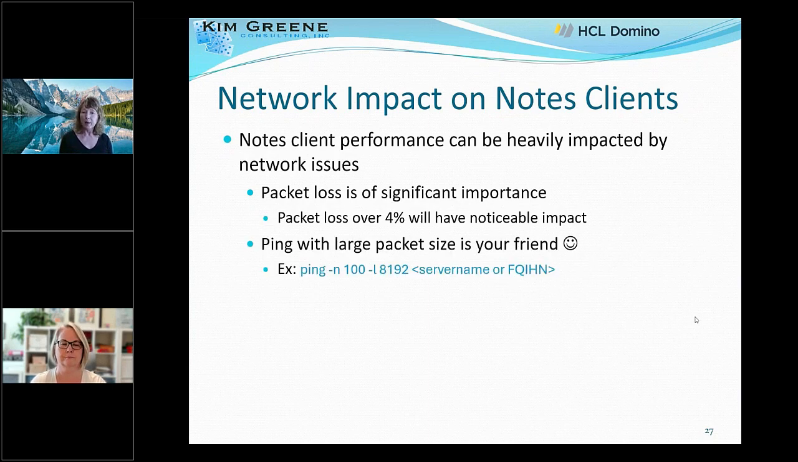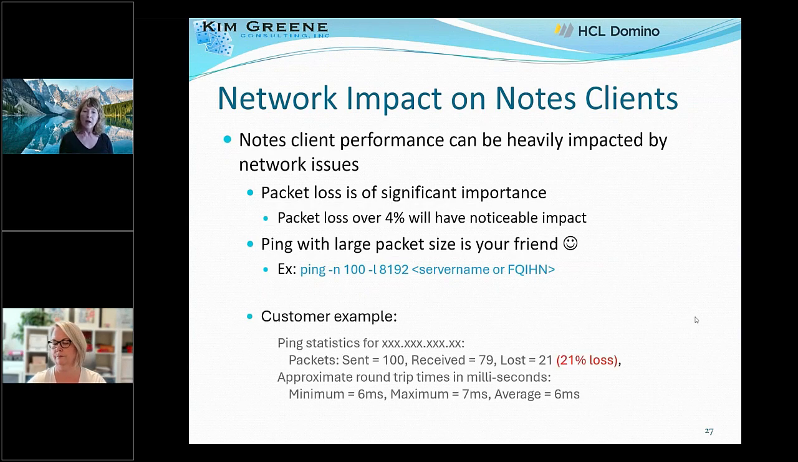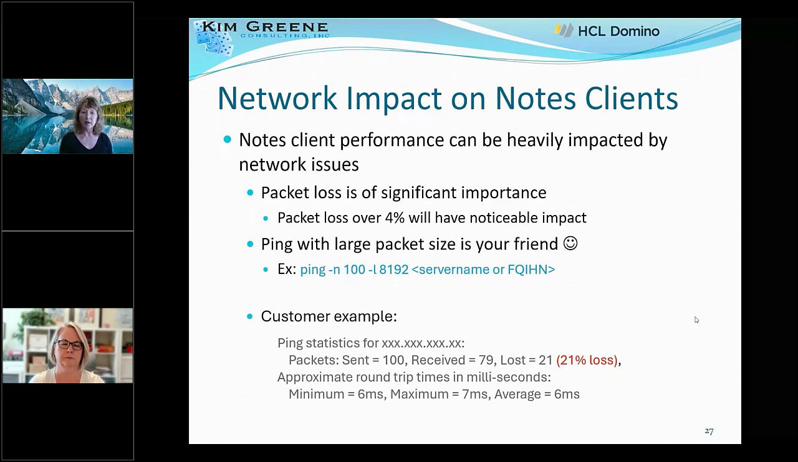Pretty simple to do. You can just do a ping with a large packet size. Here we have an example. We're doing the ping 100 times, and the packet size we're sending is 8,192 bytes. You can specify the server name, the fully qualified internet host name, the IP address, however you want to specify that. This is an actual real-life customer example from just a couple of weeks ago. Here we actually had 21% data loss. So this was really valuable for the network team to go back and say, oh wow, we're losing packets. We need to delve into that.